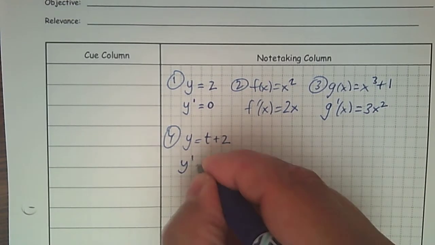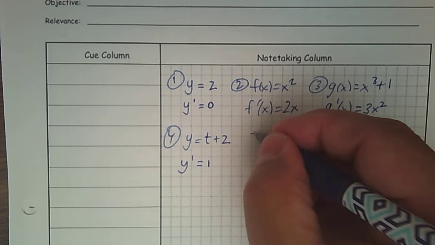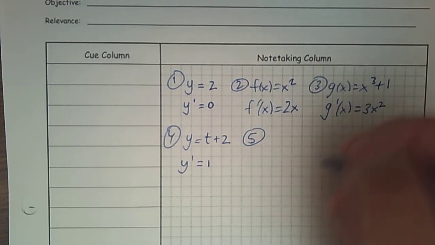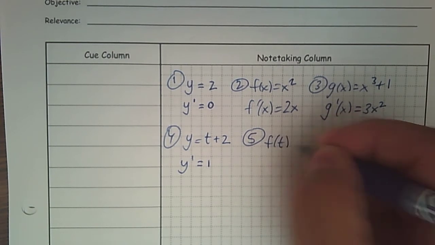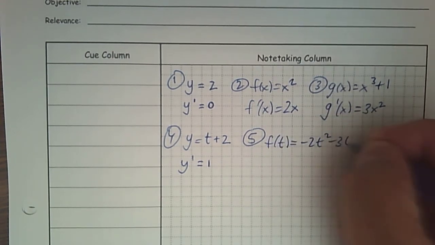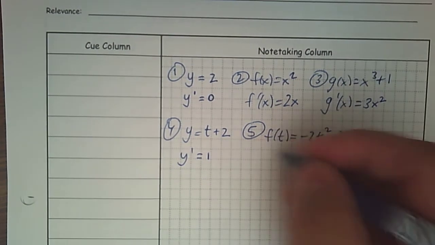That would be y prime. The derivative of t is 1, so it's just y prime equals 1. Number 5 is f of t equals negative 2t squared, subtract 3t plus 2. Take the derivative of that.